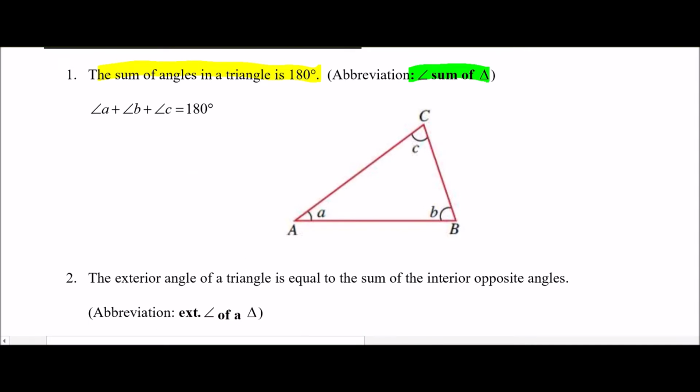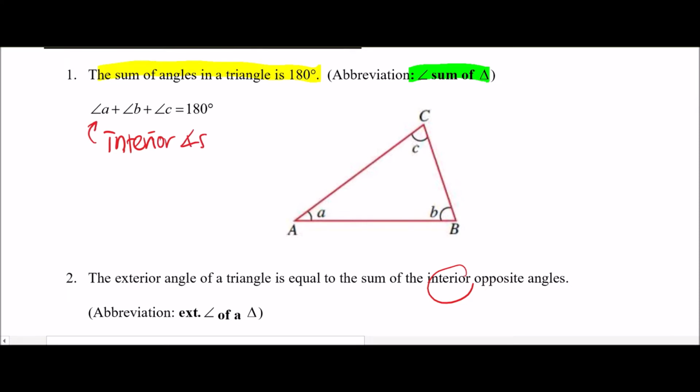Now, the angles in a triangle, namely angles A, B and C, are actually called interior angles. Let's take a look at this. Interior angle. Why are they called interior angles? I-N-T-E-R-I-O-R. Interior angles. All these guys are interior angles.